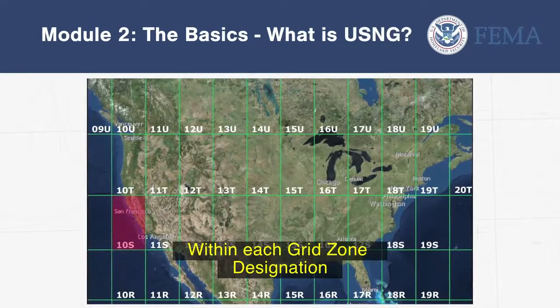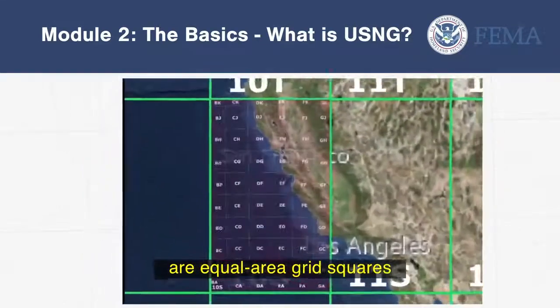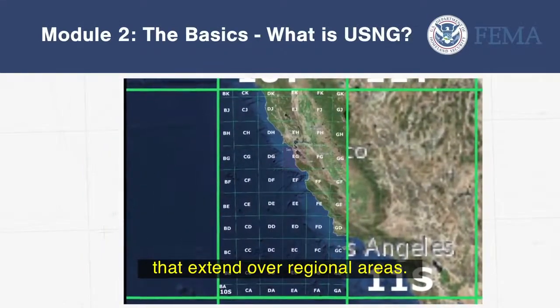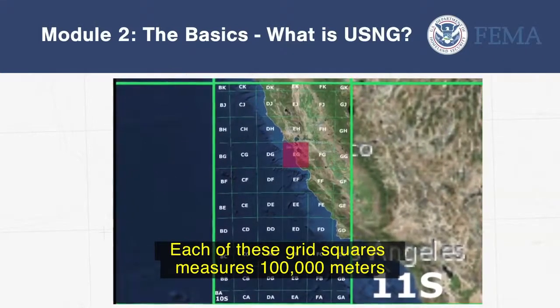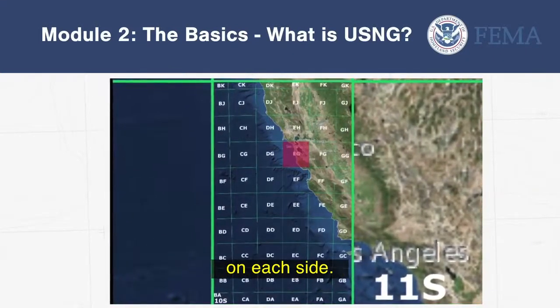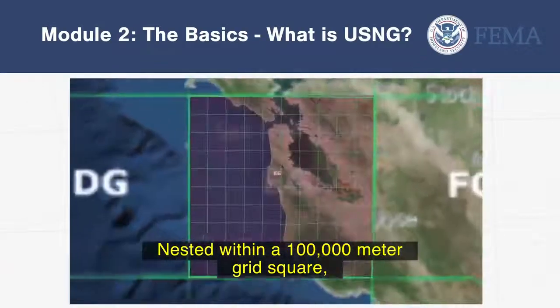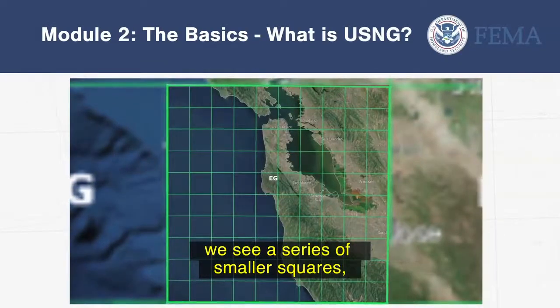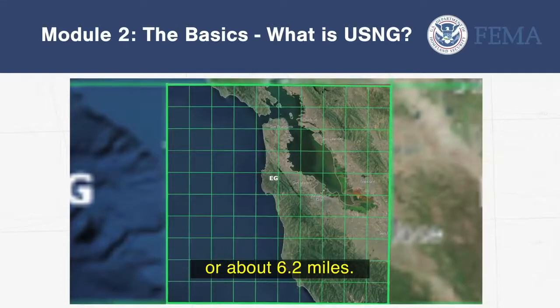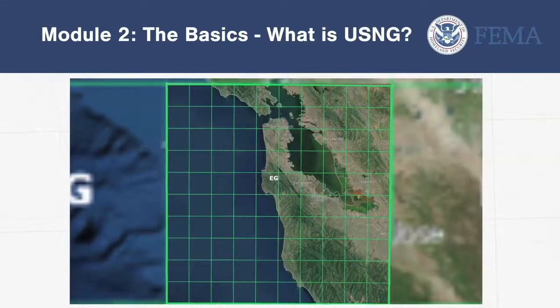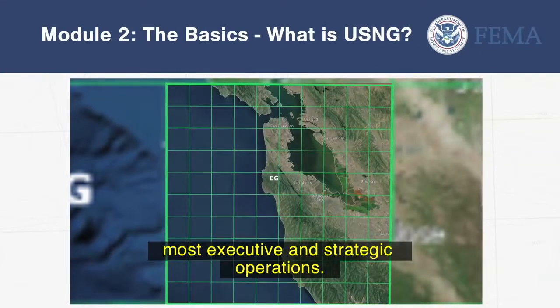Within each grid zone designation are equal area grid squares that extend over regional areas. Each of these grid squares measures 100,000 meters on each side. Nested within a 100,000-meter grid square, we see a series of smaller squares, each measuring 10,000 meters per side, or about 6.2 miles. These two levels support most executive and strategic operations.